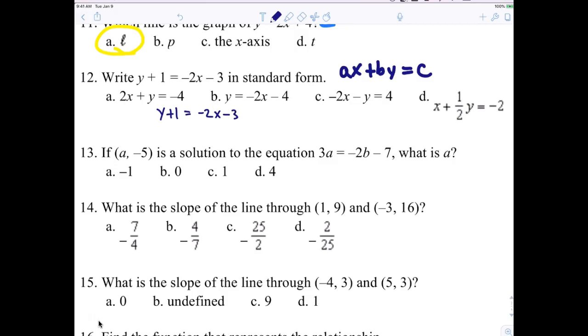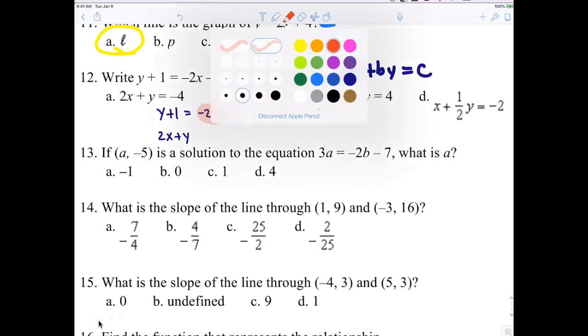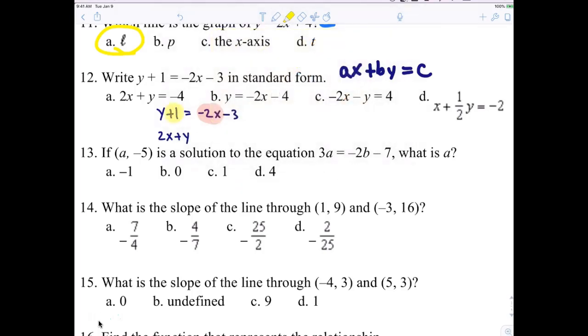Now, the -2x is not in the right spot, so I have to move it over to the left. When I move it over to the left, it becomes what? Positive. So it becomes 2x plus y. Now, the other thing that's in the wrong spot here is the 1. So if I move the 1 to the other side, it becomes what?